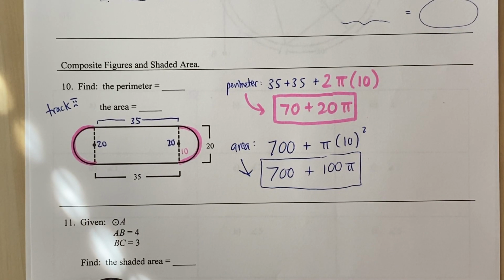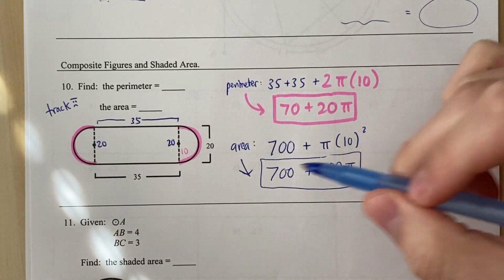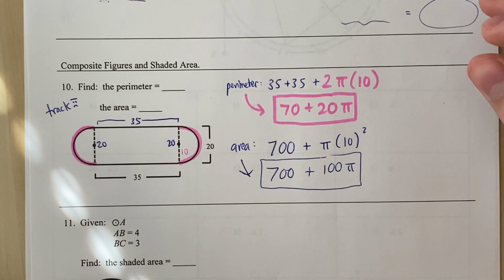Leave it like that. That's perfect. You can't put these together. Don't put 800 pi, otherwise I will die. Dramatic, but that's me.